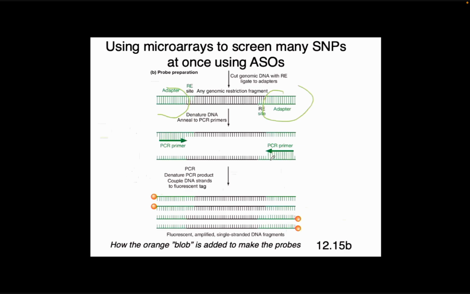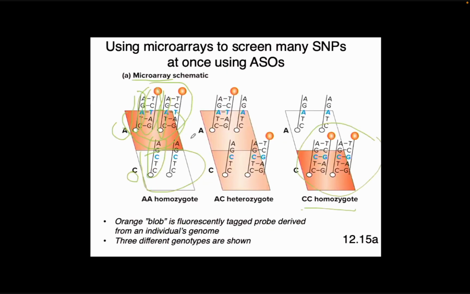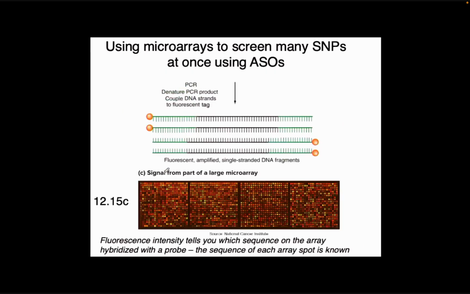So imagine you took your genomic DNA sample, fragmented it, added on the common adapter sequences, and then PCR amplified to label with fluorescent nucleotides. One of those fragments is going to be the allele that would bind to your microarray. And so you'll know that you're homozygous for A if you only see fluorescence on the A spot versus the C spot.